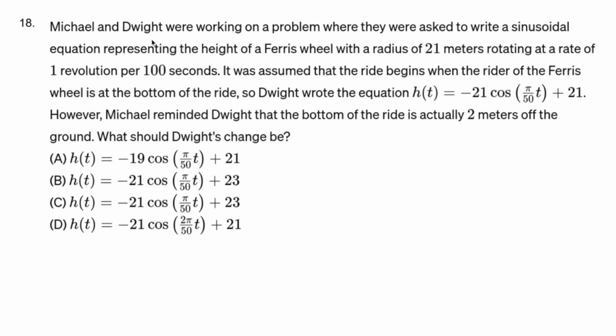Michael and Dwight were working on a problem where they were asked to write a sinusoidal equation representing the height of a Ferris wheel with a radius of 21 meters, rotating at a rate of 1 revolution per 100 seconds. What do we have? We have a circular object with radius of 21. Whenever you're dealing with sinusoidal stuff and you're given a circle and a radius, that's probably going to be your amplitude. I'm just giving you a heads up.